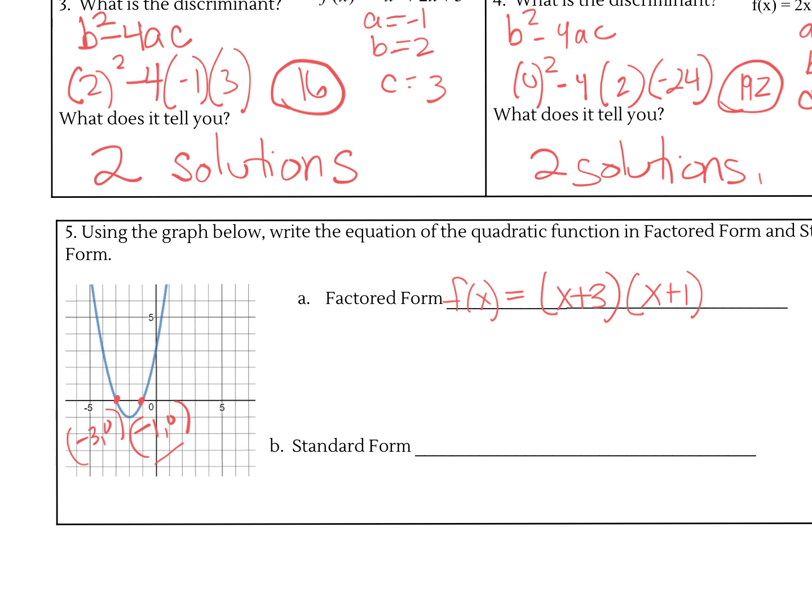If we're going to put this into standard form, that just means that to get from here to here, I need to multiply from factored form into standard form. So I'm going to take this x and multiply it by x plus 1. I'm going to take this 3 and multiply it by x plus 1. Use the distributive property here.